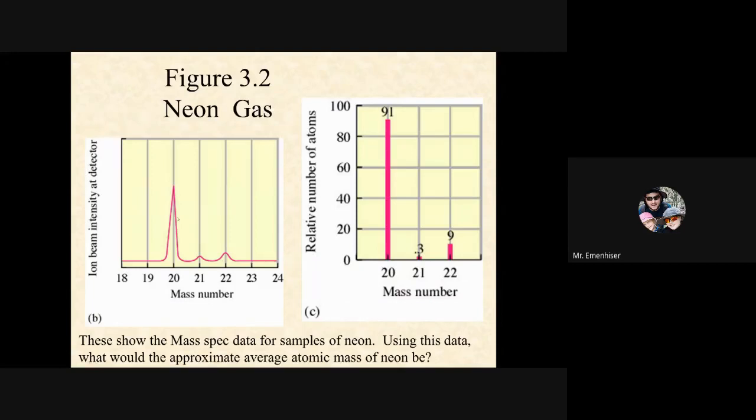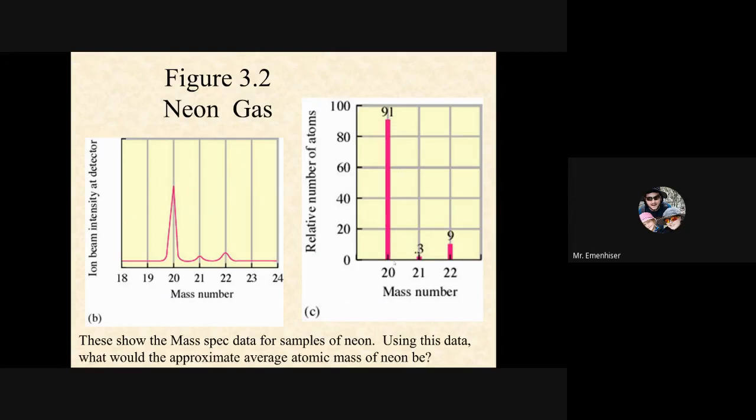So here's what the graphs look like. This is an example of neon 20, and so we can see that this peak ion beam intensity tells us that the main isotope in that sample is neon 20. This one shows us 91, which I'm trying to remember. Oh, 91%, so relative number of ions.